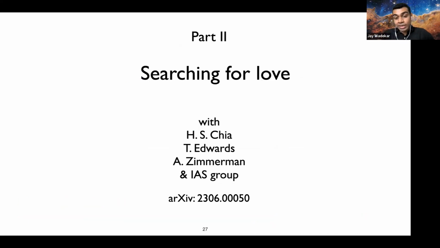Okay, now let me change gears. I'll talk about another gravitational wave search, but this is targeted towards different objects. I've made a pun by having the title as "Searching for Love." This was work done with Hong Sheng, who is a postdoc at the IAS, Tom, who is a postdoc at JHU, Aaron, who is at Texas, and using this IAS pipeline.